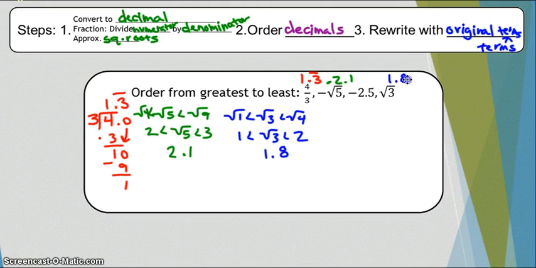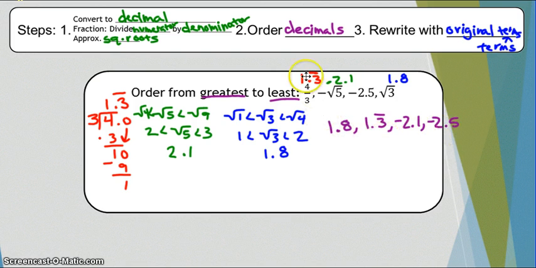Alright, then we order our decimals, just the decimals. And remember we're going from greatest to least, so which one is our biggest? Here our biggest is 1 and 8 tenths, then 1 and 3 tenths repeating. When we go into negatives, remember that negative 2 and 1/10 is closer to 0, so that's going to be bigger than negative 2 and 5/10.